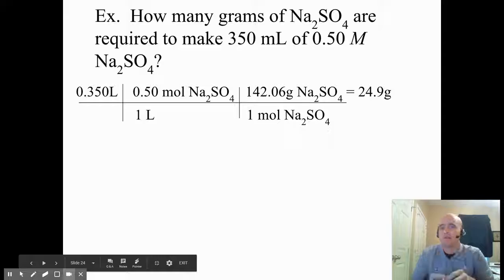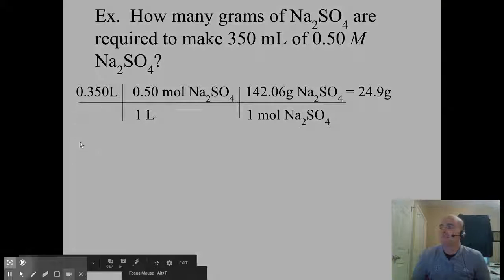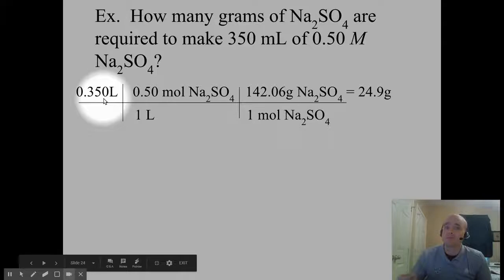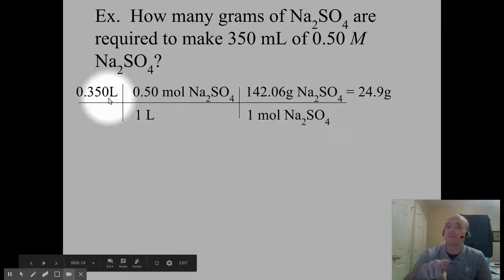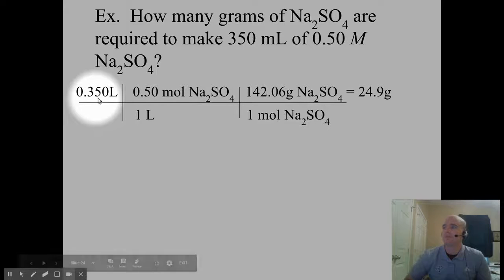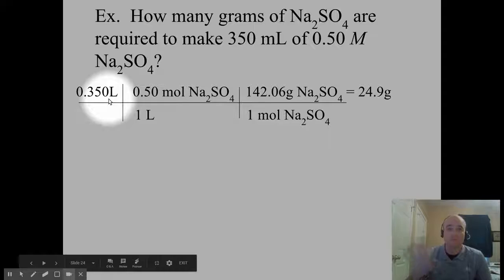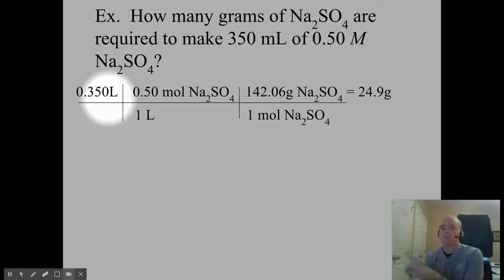start with my volume, and remember that I put it into liters here. The problem gave me milliliters, but since molarity is moles over liters, for the units to work right, I needed to convert it. And it's acceptable. I will allow AP students to go ahead and just do this step right away in your head. You guys can move the decimal place 3 places to the left, no problem.